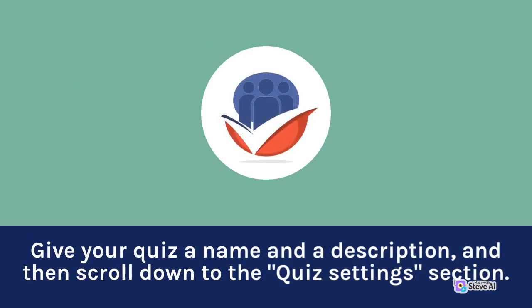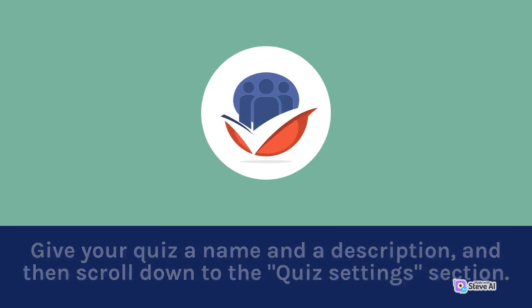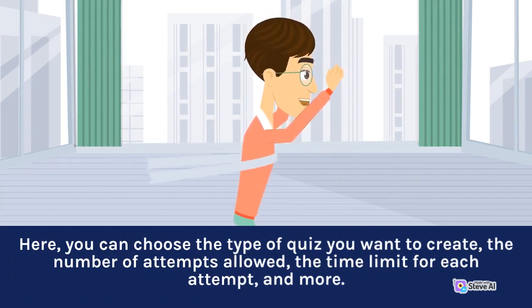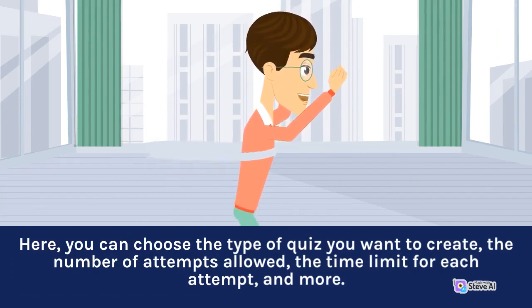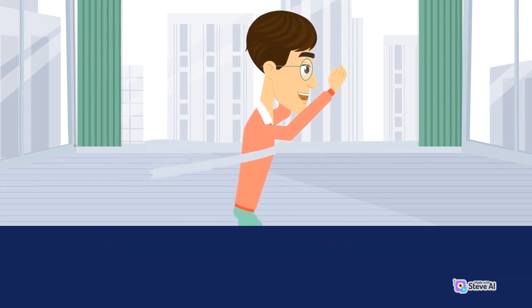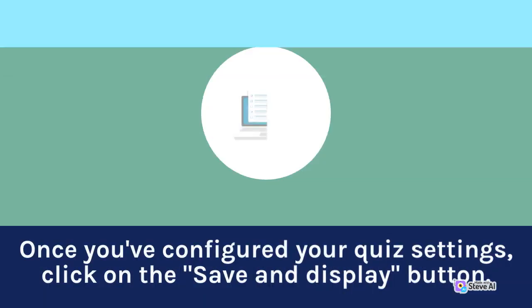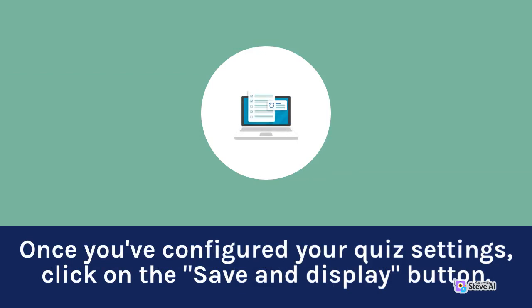Give your quiz a name and a description, and then scroll down to the Quiz Settings section. Here, you can choose the type of quiz you want to create, the number of attempts allowed, the time limit for each attempt, and more. Make sure to review these settings carefully to ensure that your quiz is set up correctly. Once you've configured your quiz settings, click on the Save and Display button.